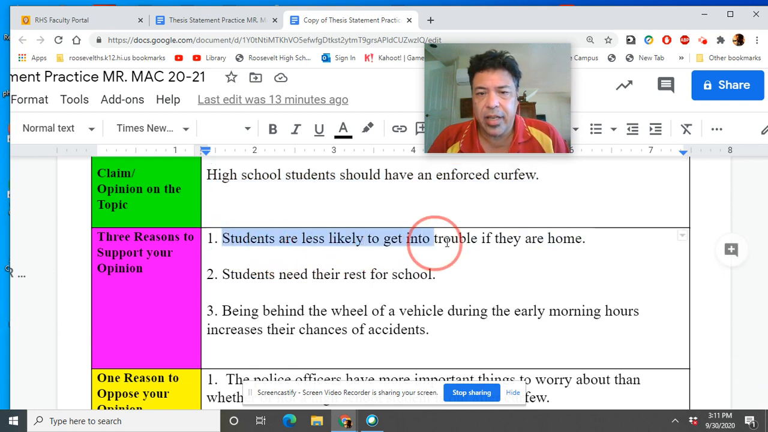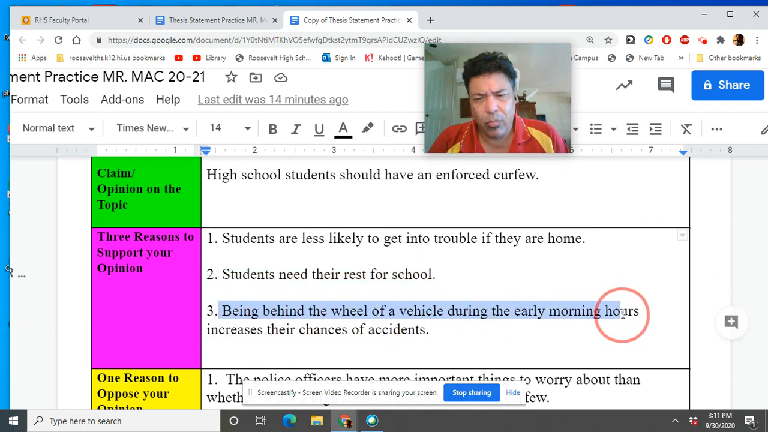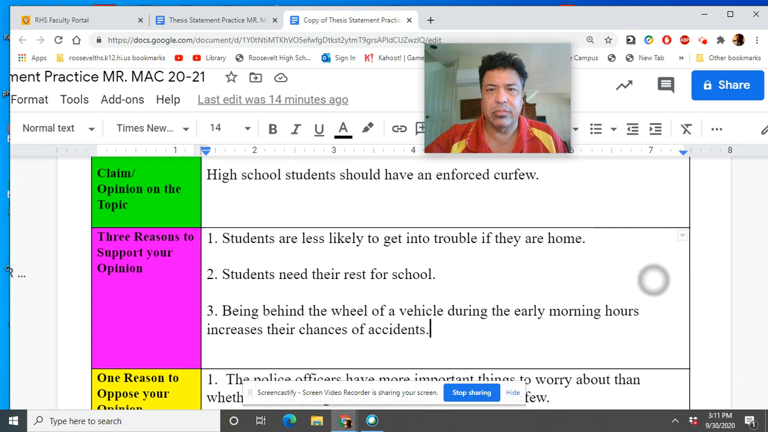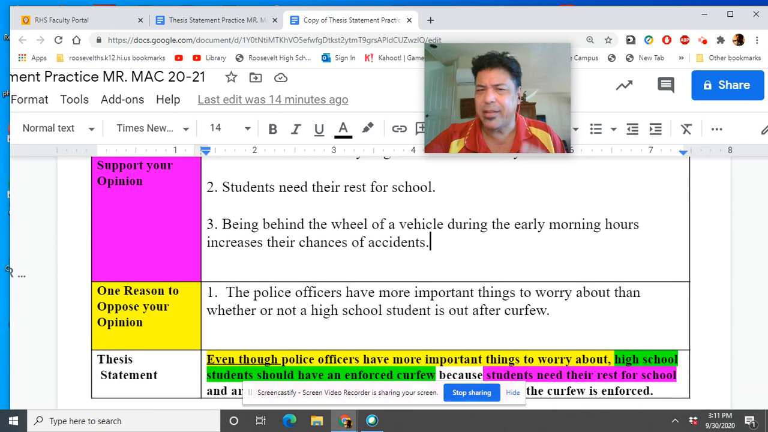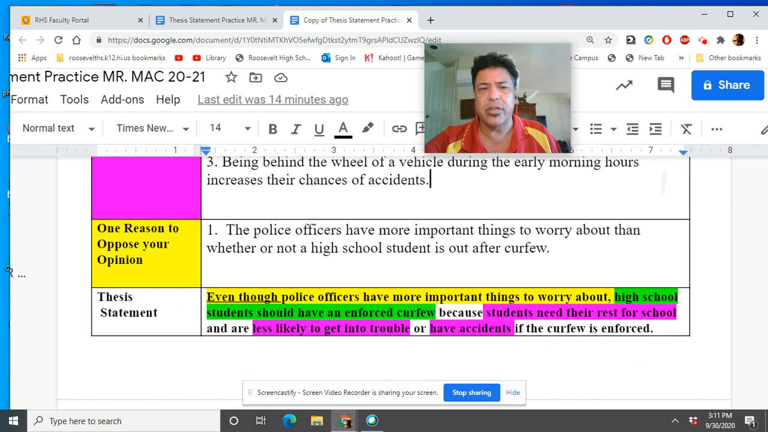Students are less likely to get in trouble if they are home. Students need their rest for school. Being behind the wheel of a vehicle during the early morning hours increases their chances of accidents. Everybody have a driver's license? Okay, but that's a reason. It's a possible reason. Okay.